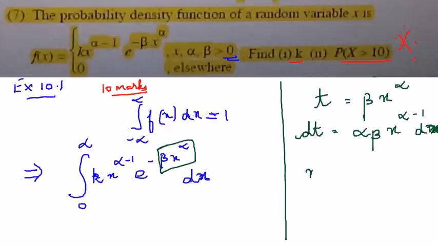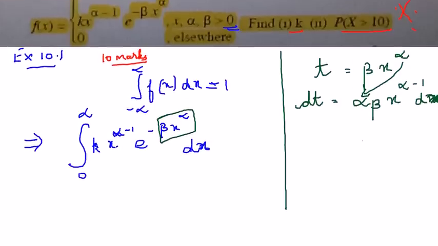Say I have an x power 4 here. What happens when I differentiate it? It becomes 4x power 3. That is, we write the 4 as it is and subtract one from the power. That is exactly what we have done here. We have written this alpha as it is over here, and we have decremented the power alpha by 1. So you get dt is equal to alpha beta x power alpha minus 1 dx. So x power alpha minus 1 dx can be replaced as dt.